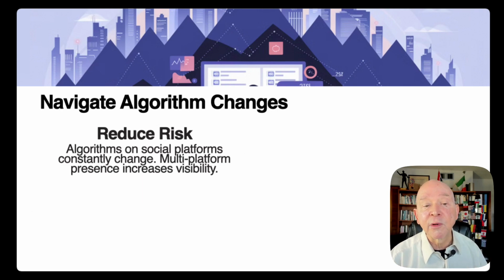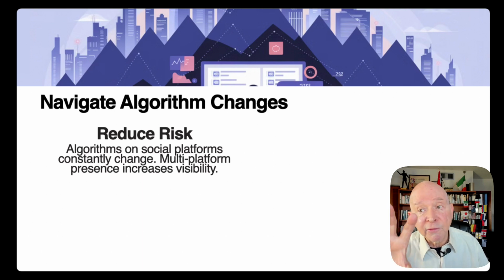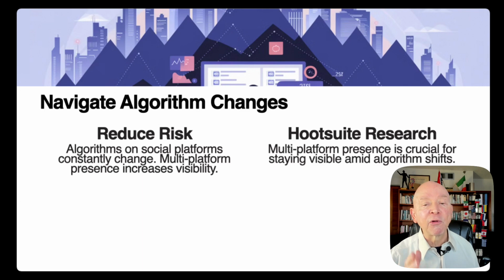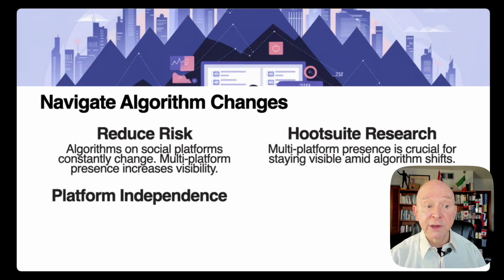And when you have a multi-platform presence, that increases your visibility. So they might have made some major changes, say this week on LinkedIn, but you're sending your message out also over there on YouTube, maybe in a post that you're putting out, a still image of words. You're reinforcing it both ways. And so whatever happens there, you're going to be able to adapt. Hootsuite did some research on this, and they found that multi-platform presence is crucial for staying visible amid algorithm shifts. So you want to make sure you have that multi-platform presence. Things are changing. Don't put yourself only on one platform. You can get hurt with that.